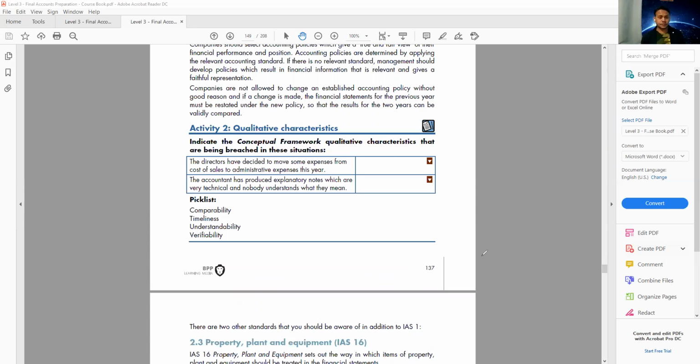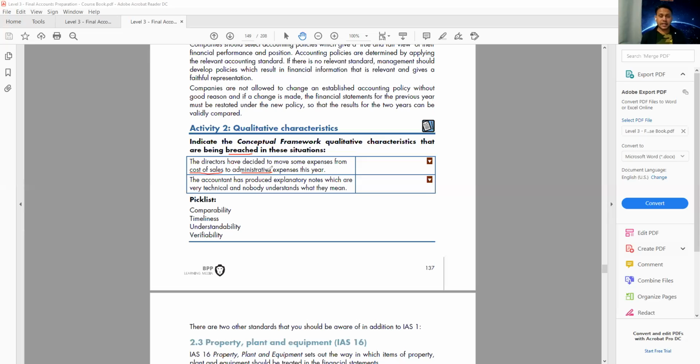Activity 2. On activity 2, we have: indicate the conceptual framework qualitative characteristics that are being breached in the situation. So you didn't follow the compliance, you breached it. The first one, they said that directors have decided to move some expense from the cost of sales to admin expense. So the company director said, move some expense from the cost of sales to the admin expense.